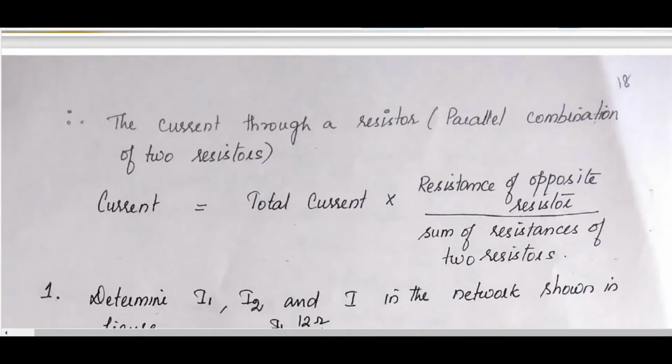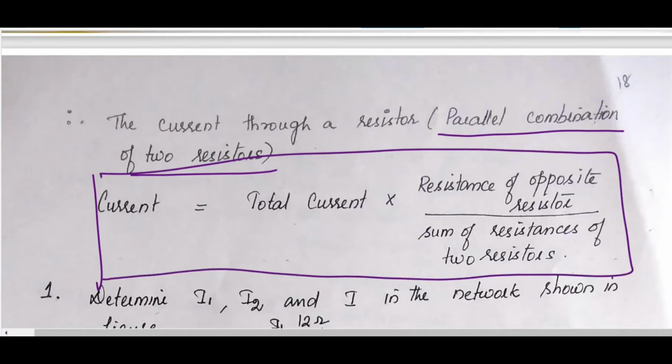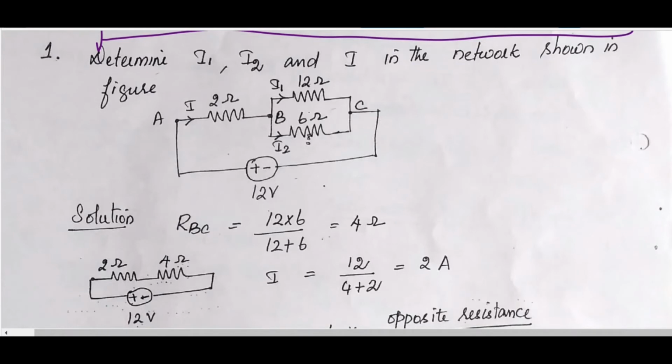We can state the inference in words: for a resistor in a parallel combination, the current division rule is that the current is equal to the total current into the resistance of the opposite resistor divided by the sum of the resistances of both resistors. Hope you understand the concept. We'll apply the concept in a simple problem, so it is easier for you to familiarize yourself with it.